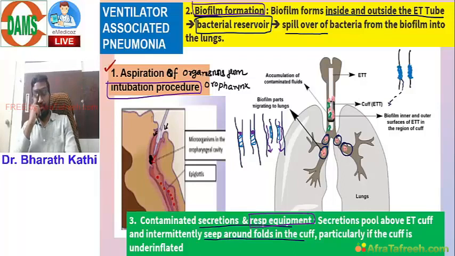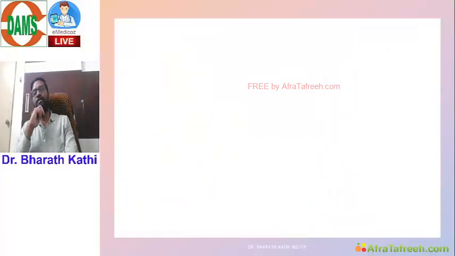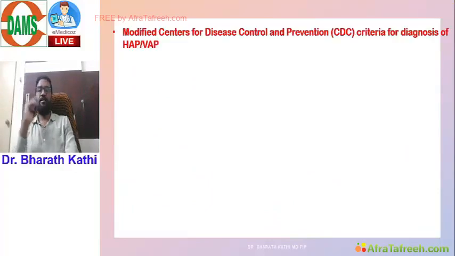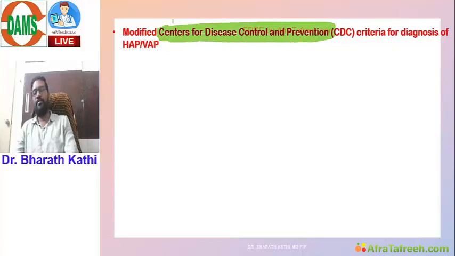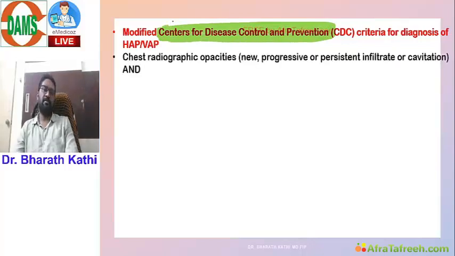Now let us see the standard protocol for identifying hospital acquired pneumonia or ventilator associated pneumonia. Now the guidelines are similar. When to suspect a patient is having a nosocomial pneumonia? There is a standard guideline given by the CDC, the Modified Center for Disease Control and Prevention. CDC has given criteria used both for hospital acquired and ventilator associated pneumonia.